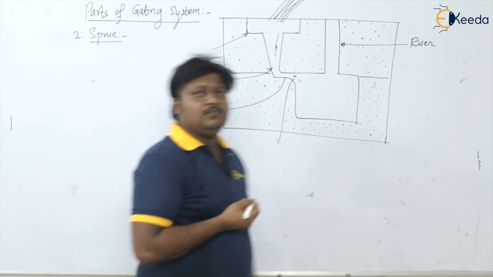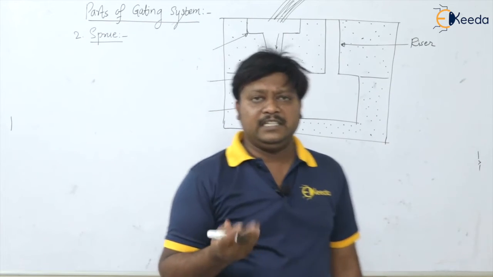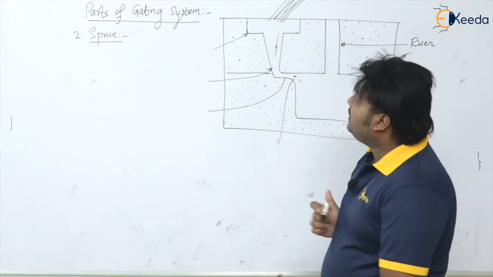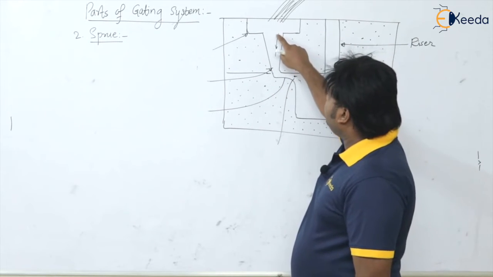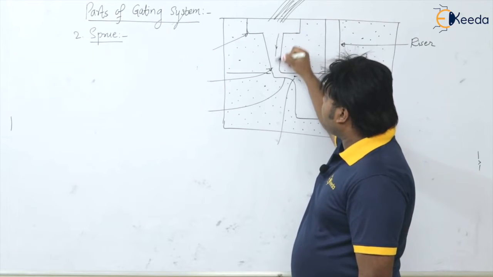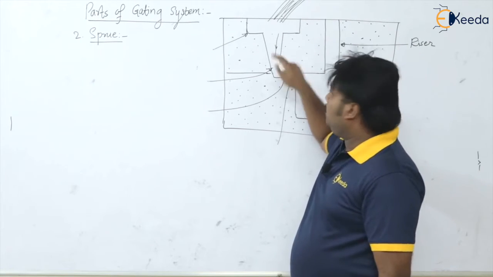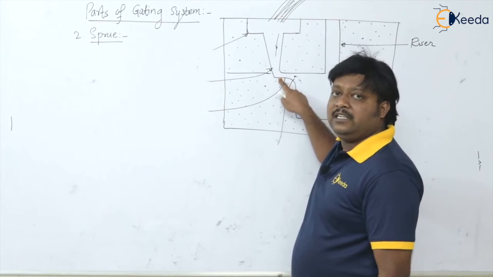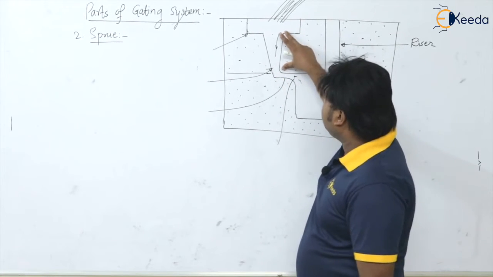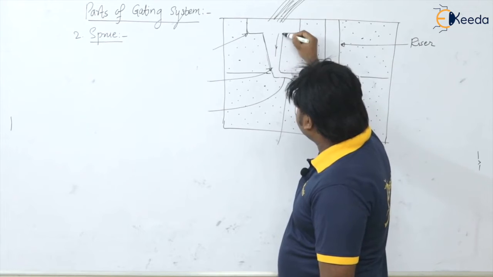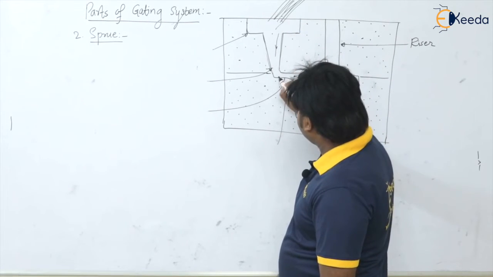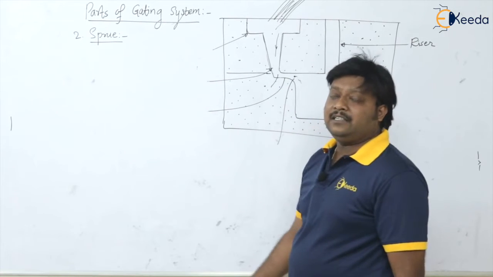So this is one more question asked in 2019, about the sprue. So what is sprue basically? Sprue is the connecting passage between the bottom of the basin and the horizontal runner. See, this is the passage which is connecting the bottom of this basin, and this is the runner.